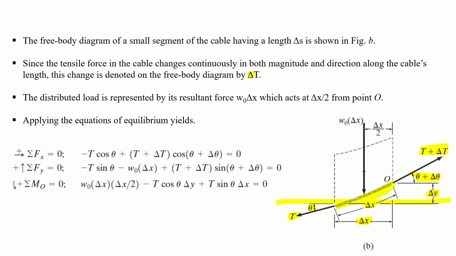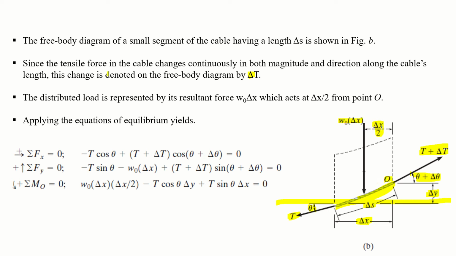This is w naught, the uniformly distributed load, and when you multiply it with this horizontal distance, w naught into delta x gives you a point load, and this point load will act at the middle, which is delta x by 2 from this point O. Now we know everything presented in this figure.